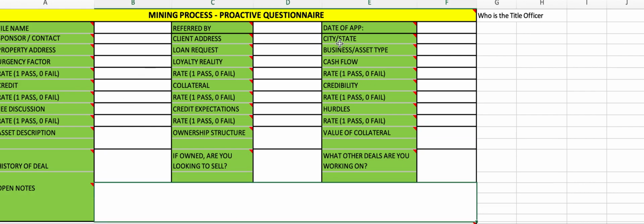So this is the mining process. I'm telling you right now, this is probably one of the most important things you'll do that will save you a lot of time and headache. If you bypass this, you're going to have a lot of problems. So just make sure you really stick with our process so you can have success.